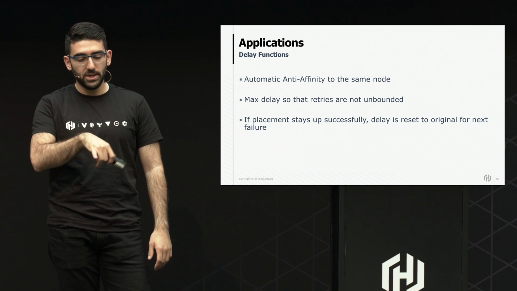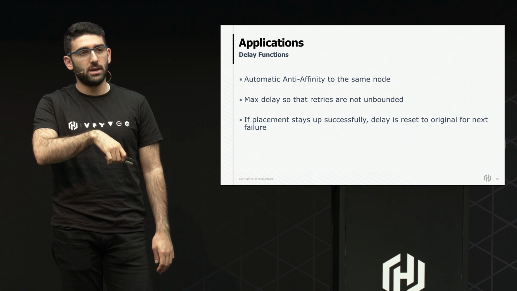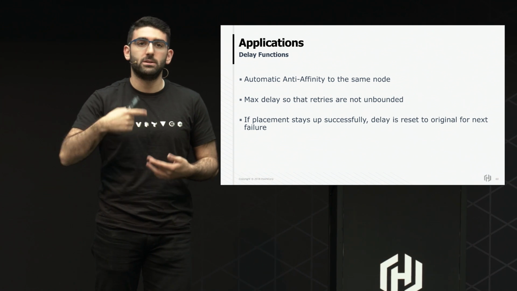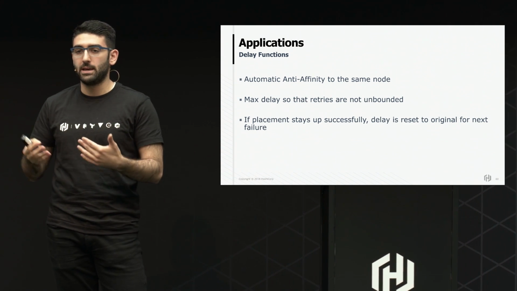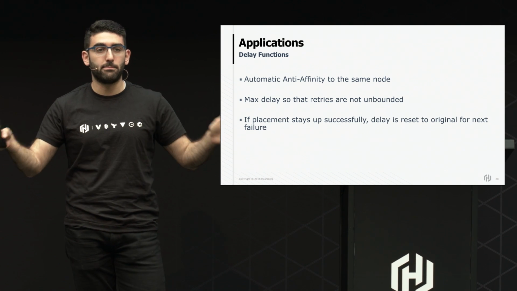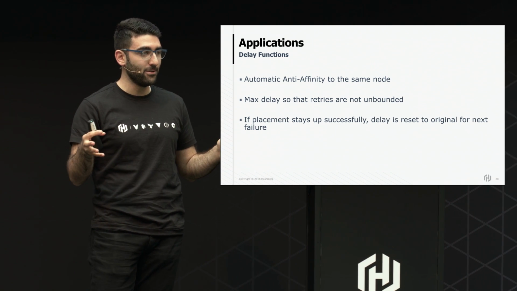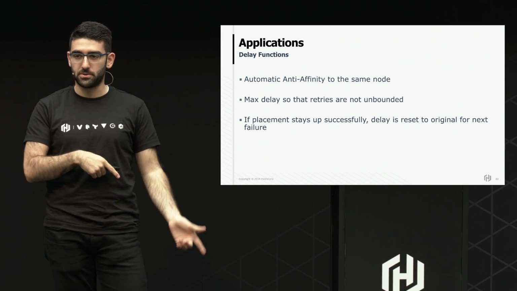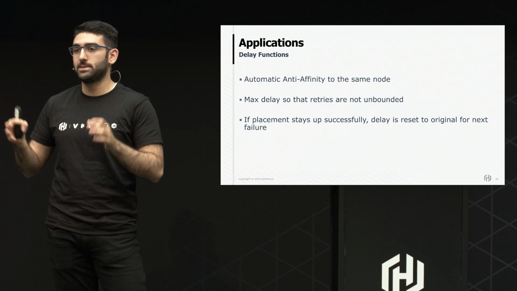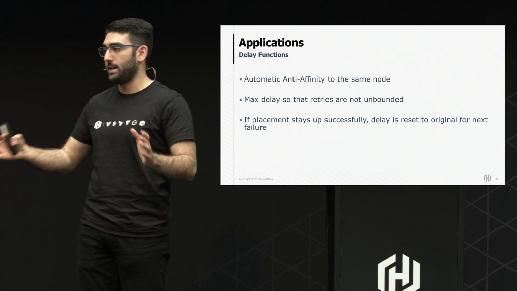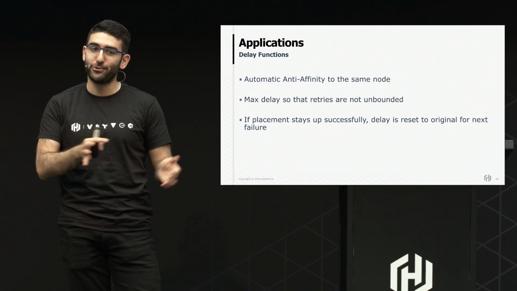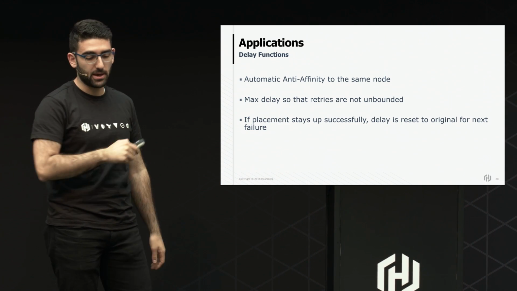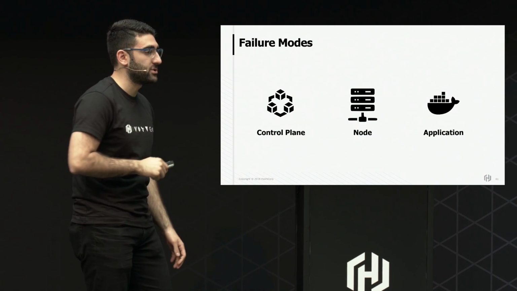And the last point is a little nuanced, but imagine my application failed because the database was down. So it kept retrying, and eventually the delay was 30 minutes. But then I stay up for a day or two before I fail. I don't want the next restart to take 1 hour because the last one was 30 minutes. So if Nomad detects that the last placement has stayed up successfully for a duration longer than it was failed, we'll reset you back to the original delay. So that's the application failure mode.